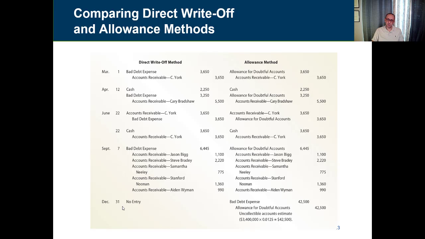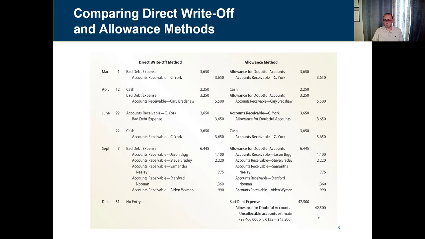On December 31st, when we need to do a journal entry, under the direct write-off method, there's no journal entry. There's no adjusting entry, I mean. But for the allowance method, we have to make an adjusting entry. And this adjusting entry is based on the percentage of sales that we had. So we had 3.4 million multiplied by 1.25%, so it's multiplied by 0.0125, and that will give us 42,500. So we debit the bad debt expense and we credit the allowance for doubtful accounts.